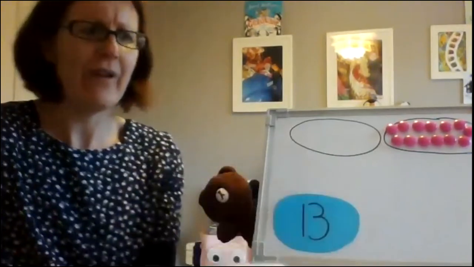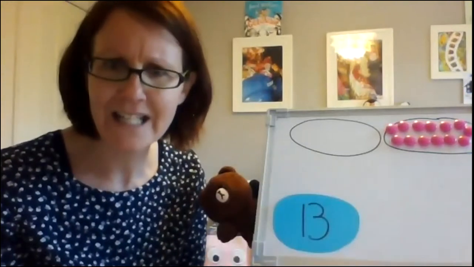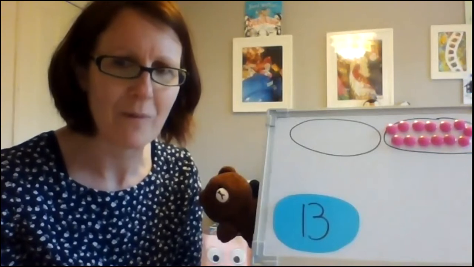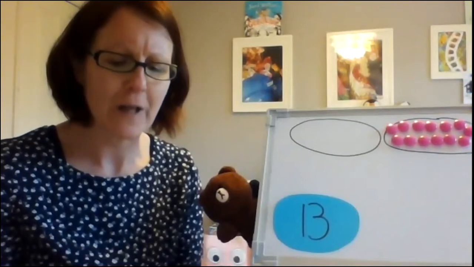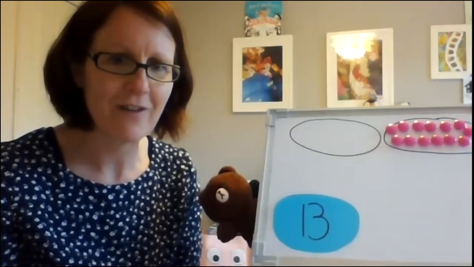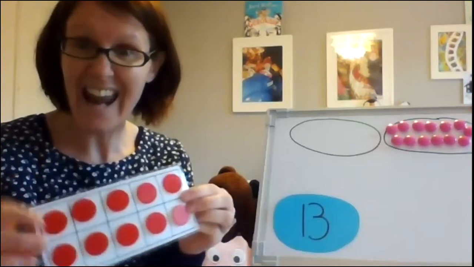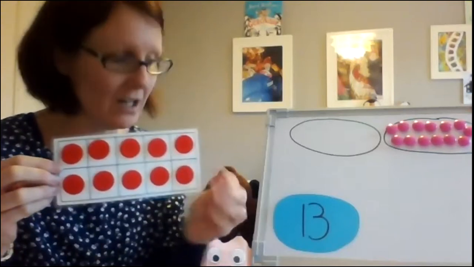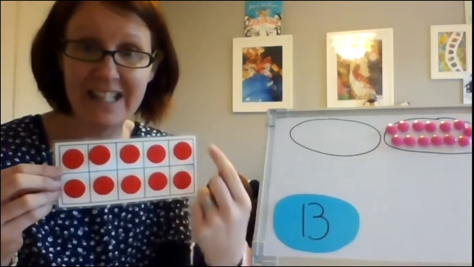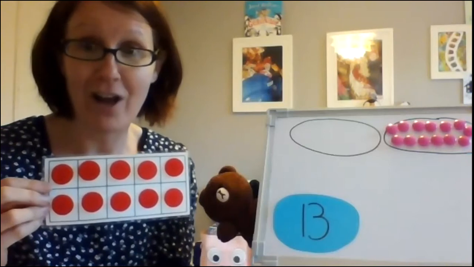Well done, very good. And another way is on our tens frame. Now, I'm wondering if you've already worked out how my tens frame is going to look. So, how many am I going to fill in on my first tens frame? That's right, all 10. All 10, because the number 13 is made up of 1 ten, and here it is. So, how many are going to be on my other tens frame?